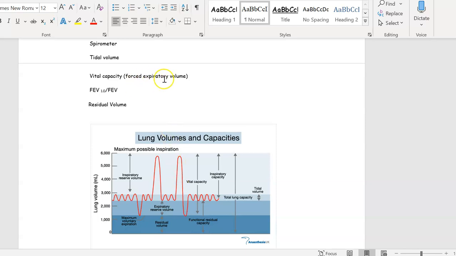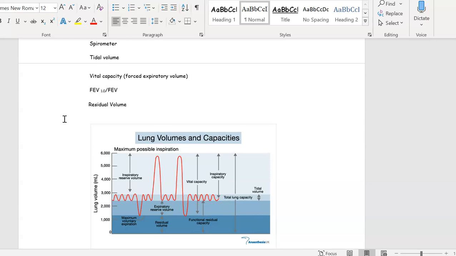Forced expiratory volume is the same definition. Here, you're trying to push out as much as you can, as fast as you can. So forced expiratory volume, just go with the same definition as vital capacity. But then here, we just shortened it to FEV1 over FEV. This is going to be a percentage.